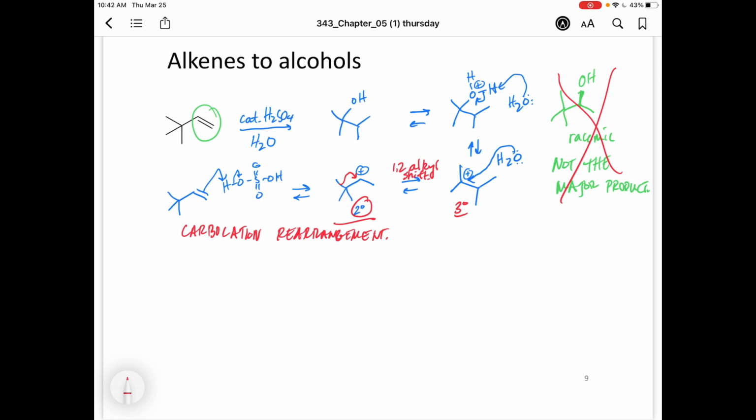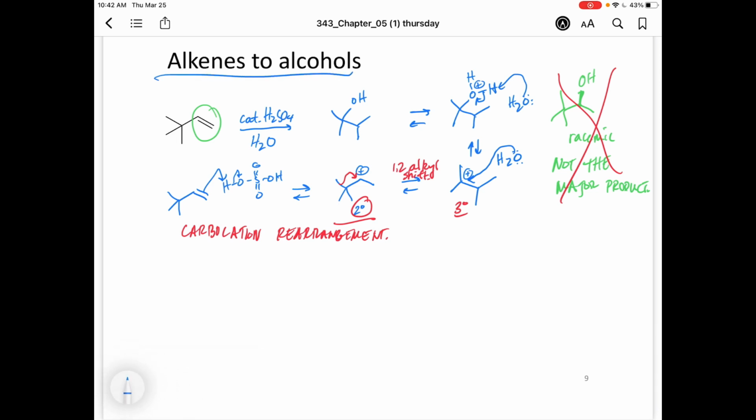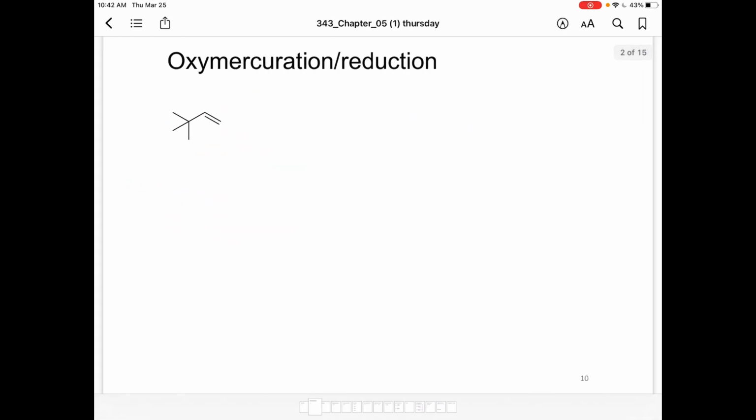So in this video, we're going to be learning about a really cool way to go from an alkene to an alcohol without any rearrangement. We're going to be using this method called an oxymercuration method, and then we're going to get rid of the mercury by doing a reduction. So let me show you this reaction here.